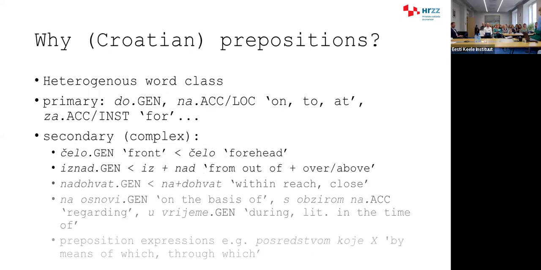Well, in Croatian, as in other languages, they're a heterogeneous class. So this fading out effect is done on purpose. Although we can view them as a closed class, the lower part can actually be tied to conjunction functions, and they're sort of open preposition expressions. The word class reinvents itself diachronically and synchronically all the time.